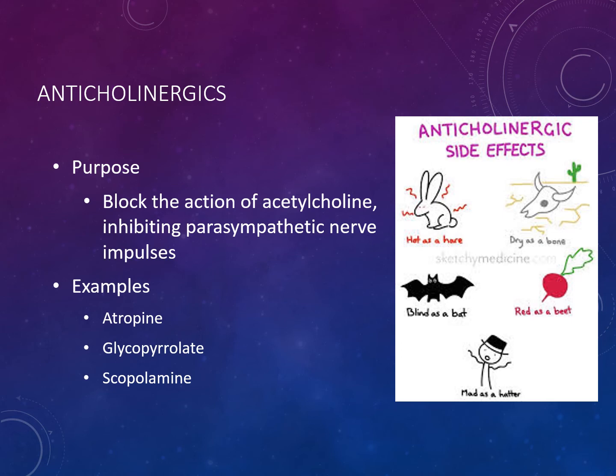Anticholinergics. The purpose of these is to block the action of acetylcholine, and it's going to inhibit the parasympathetic nerve impulses. These nerve impulses are responsible for the involuntary movements of the GI tract, lungs, urinary tract, and more. They're going to control salivation, digestion, urination, and mucus secretion. Examples of these are atropine, glycopyrrolate, and scopolamine.